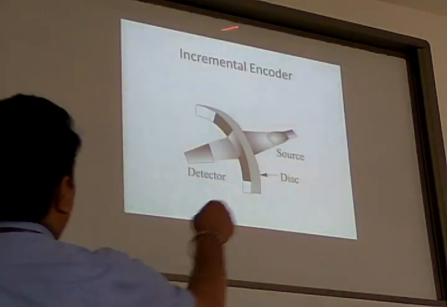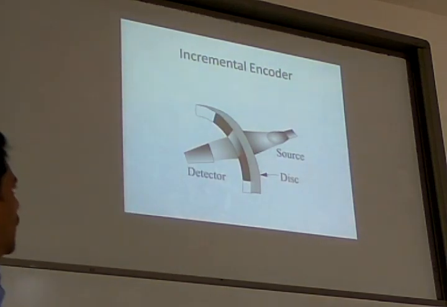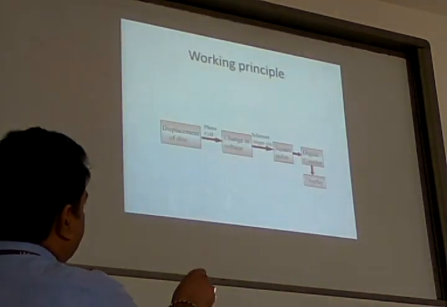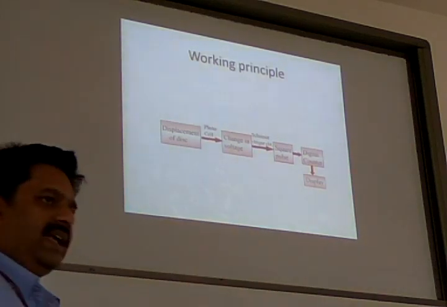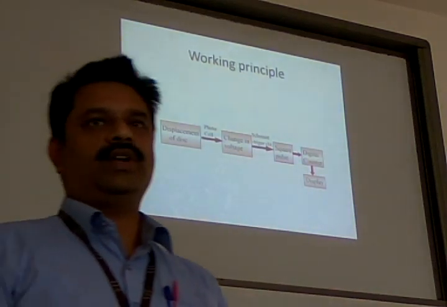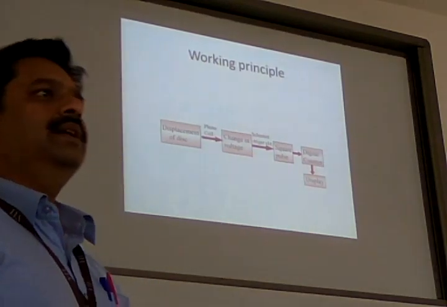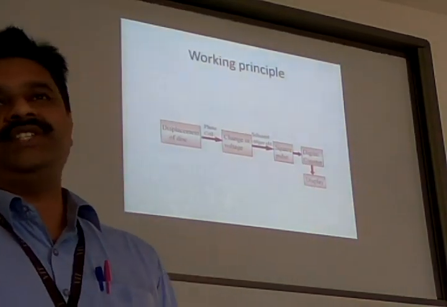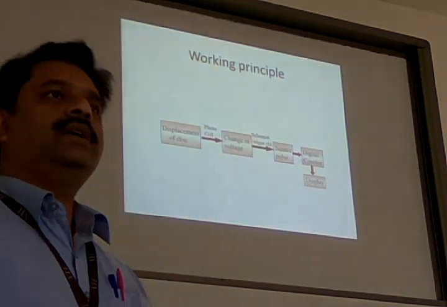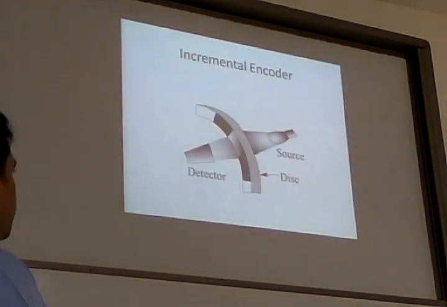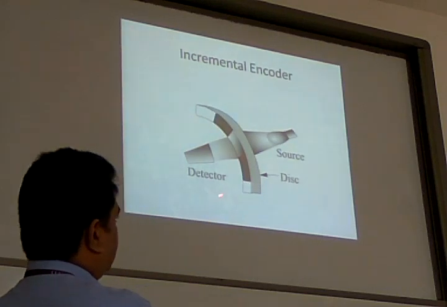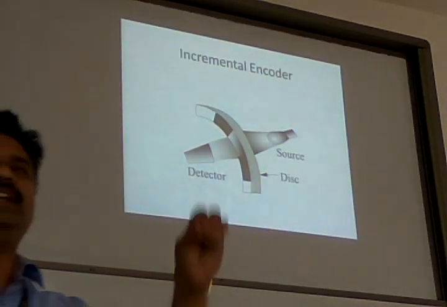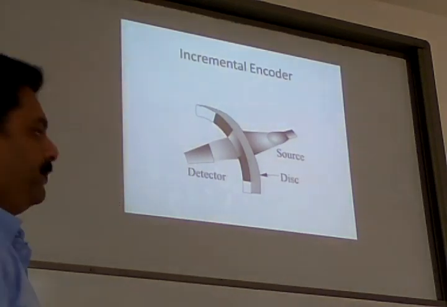Now we will go step by step. You have a light source. You have a detector. This is basically your photo cell. It can be an LDR, a photodiode, a phototransistor, anything that gives voltage proportional to the light, or anything that changes its property with respect to light, you can use that. So we are using a photo cell. That will give a voltage signal proportional to the intensity of light that is falling onto the surface.